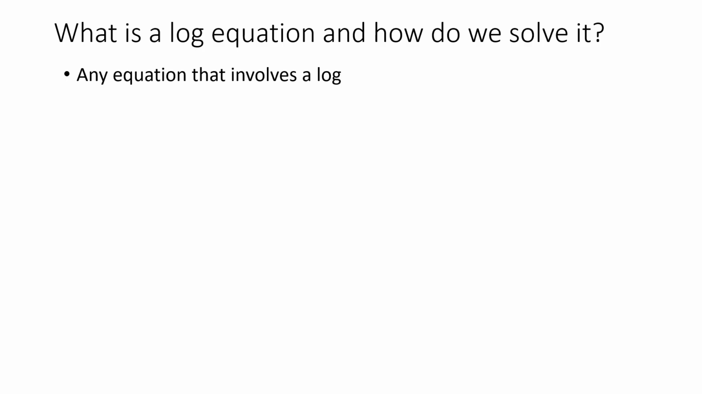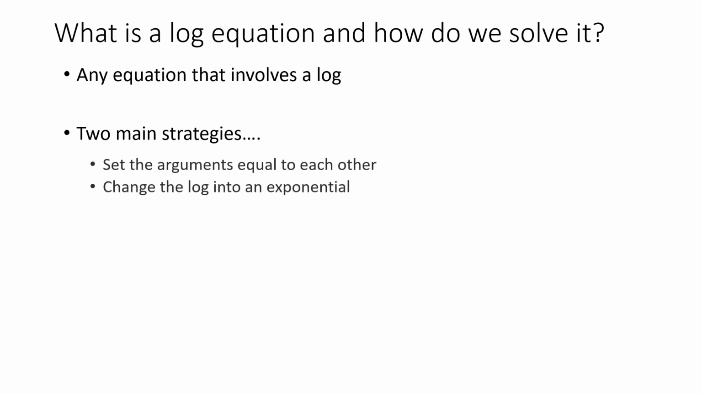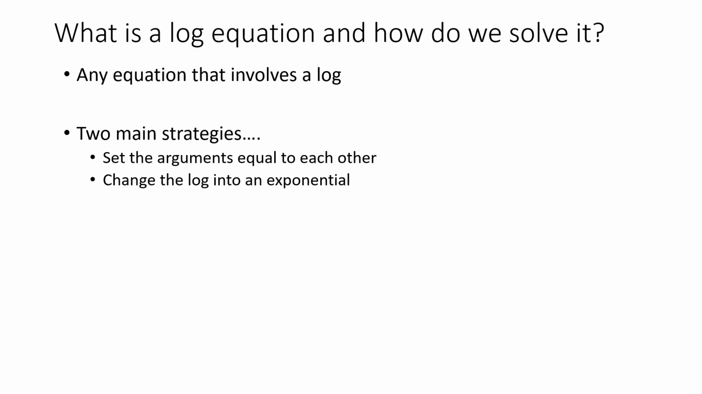While there are always exceptions to rules, and if you dug around hard enough you could find something that is a little bit different, basically there are two main strategies that we use to solve logarithmic equations. The first is to set the arguments equal to each other, and that looks something like this.